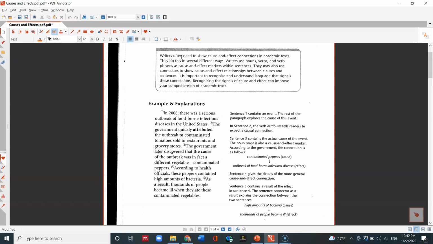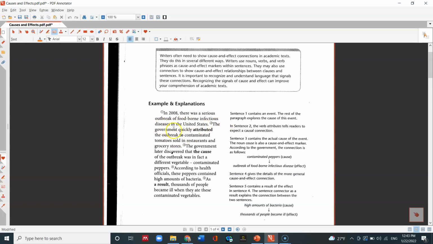So here we see an example that has some explanations as well. So let's go ahead and read this together. It says, in 2008, there was a serious outbreak of food-borne infectious diseases in the United States. We can see that sentence 1 contains an event. The rest of the paragraph explores the cause of this event. So the event is an outbreak, which means a lot of a disease, a lot of an illness, and this was a foodborne illness, an illness that was found in food.